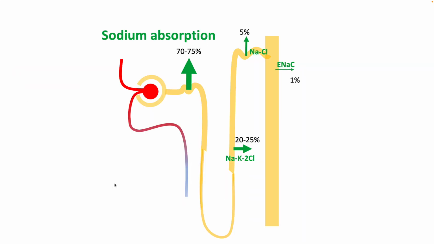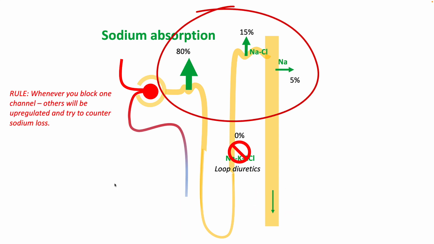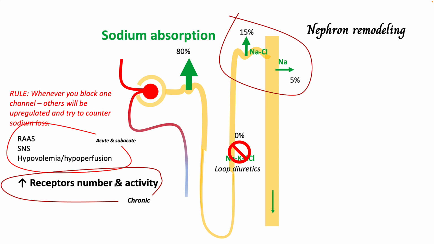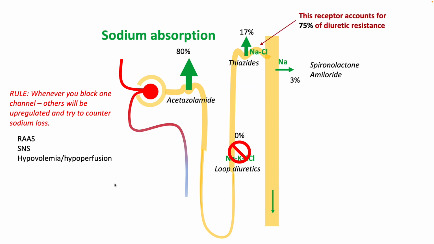Sodium absorption happens mostly in your PCT, followed by the thick ascending loop of Henle, and then somewhat in the DCT and collecting duct. If you block your loop diuretics, you will certainly cause more natriuresis. However, blocking this will upregulate your other channels, which will counter the sodium loss. And the two important systems that do it are your neurohumoral activation, which is acute and subacute, and increased receptor number and activity, which is chronic, which is your nephron remodeling.